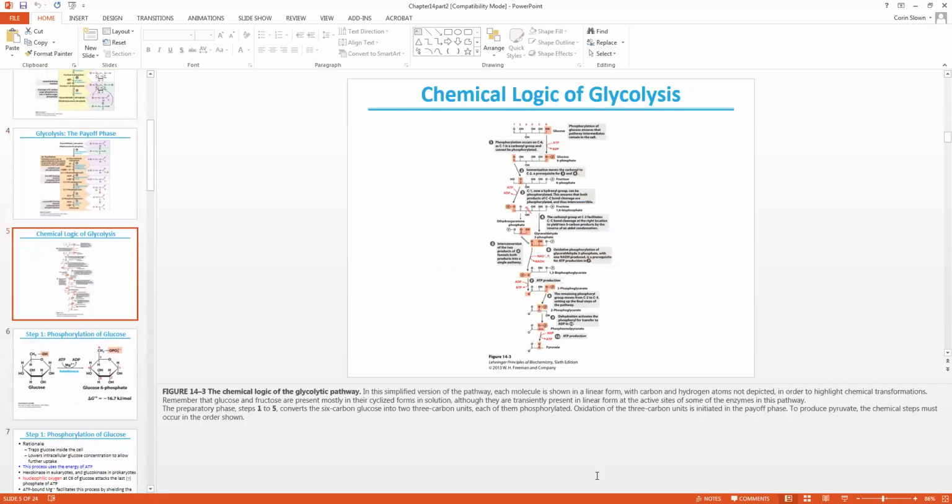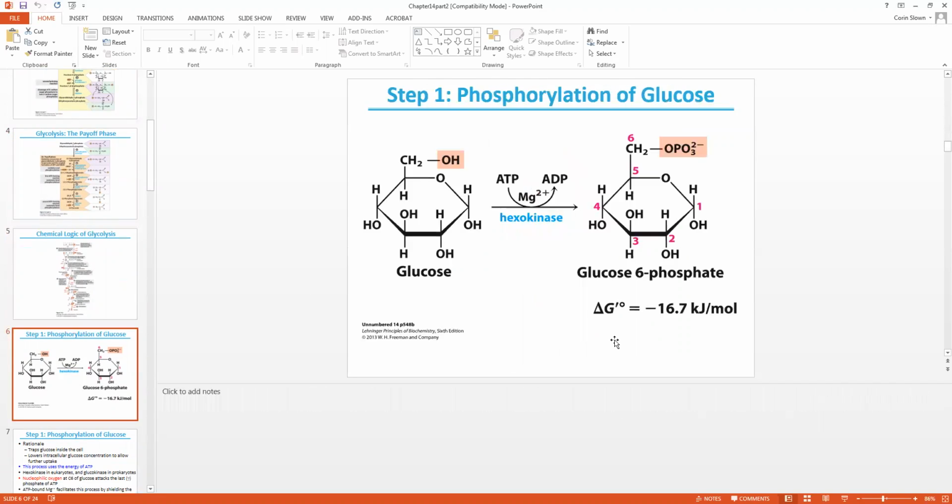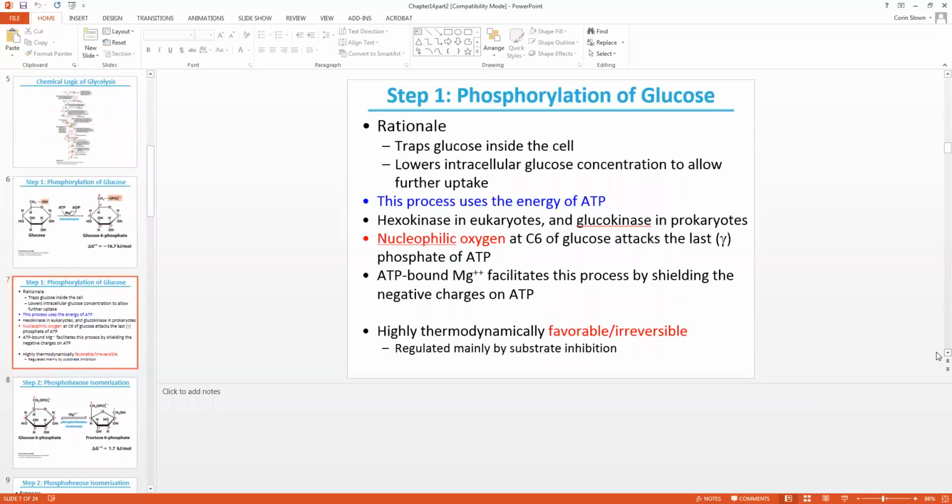Here's the logic that we can think about in terms of glycolysis. So this shows, right, not so much the structure, but really the change that's occurring in this case. If I take a look at step 1, this is the phosphorylation of glucose. So this is where I use hexokinase and magnesium ions in addition to ATP to generate a phosphoester bond. Notice this delta G is negative, so this reaction is favorable. It's one of the irreversible steps in glycolysis.